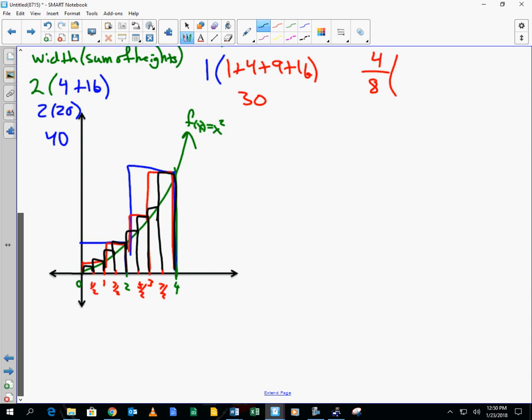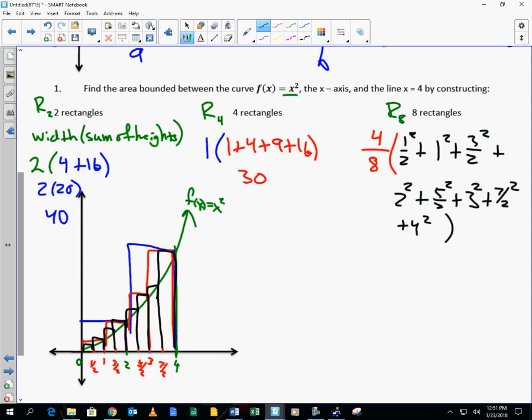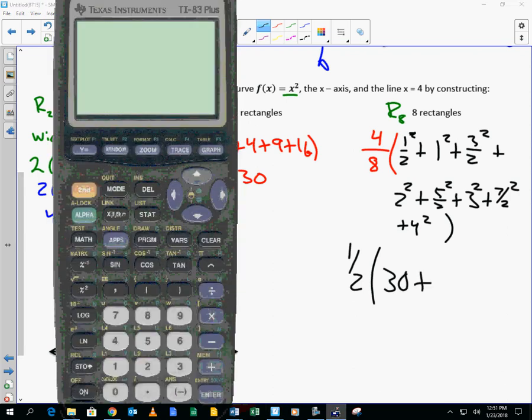Okay. Well, that's a little bit more work, isn't it? But we kind of just got to do it. So we got 1/2 squared plus 1 squared plus 3 halves squared plus 2 squared plus 5 halves squared plus 3 squared plus 7 halves squared plus 4 squared, right? Okay, so that's 1/2 times. Well, I know the 1 squared, the 2 squared, the 3 squared, the 4 squared, that adds to 30, doesn't it? So I'll just do the other parts now.